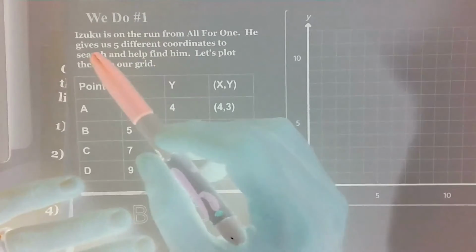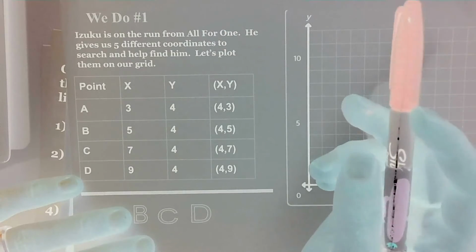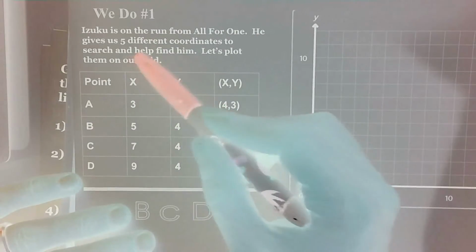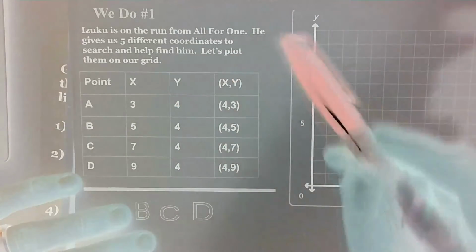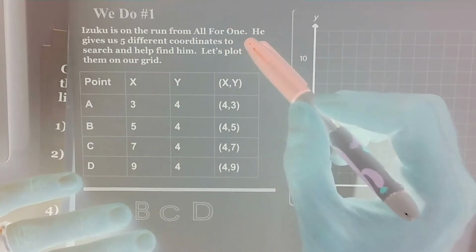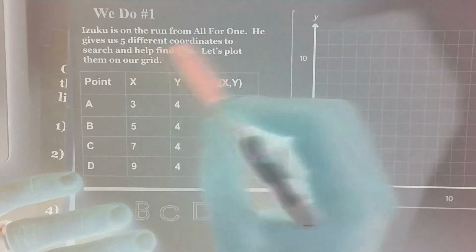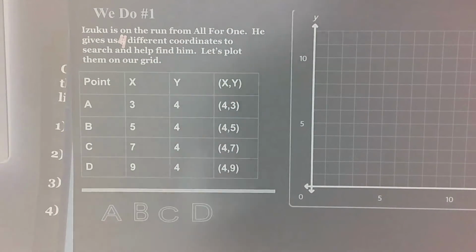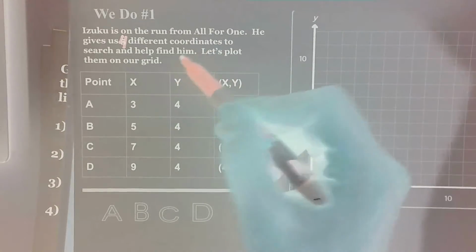So for video number 1, Izuku is on the run from All for One. I Googled My Hero Academia characters. This is what it gave me. I'm not sure if this scenario even makes sense with the context of the show, but we're going to go for it. So Izuku gives us 5 different coordinates. Check that, 4 different coordinates to search and help find him.